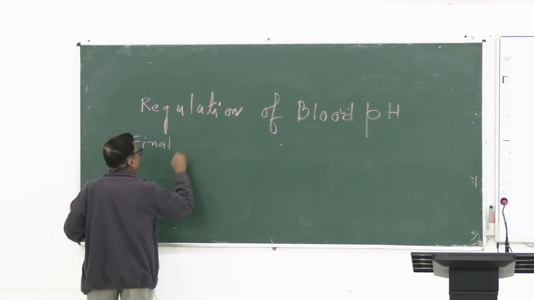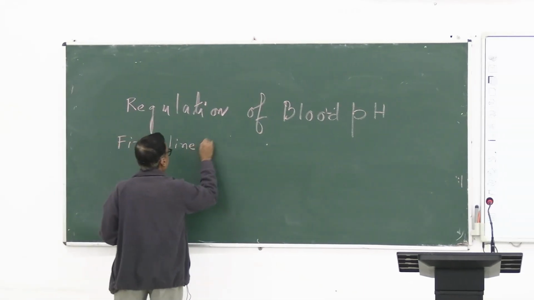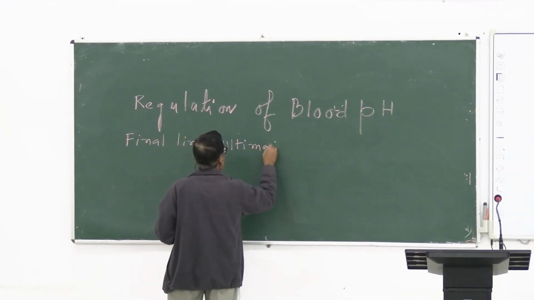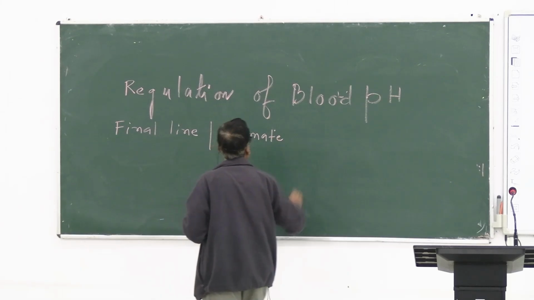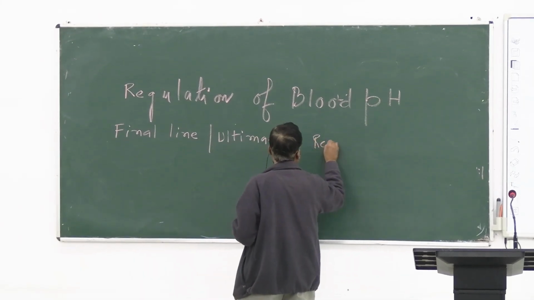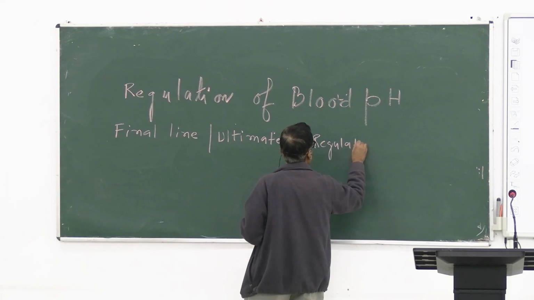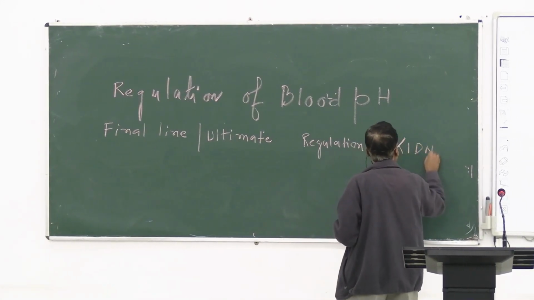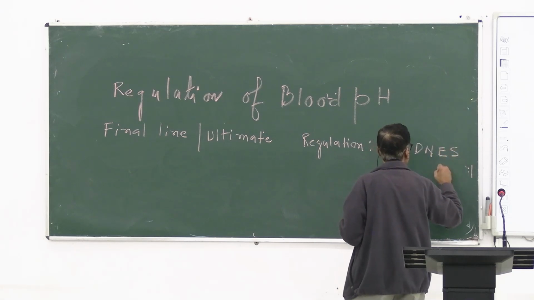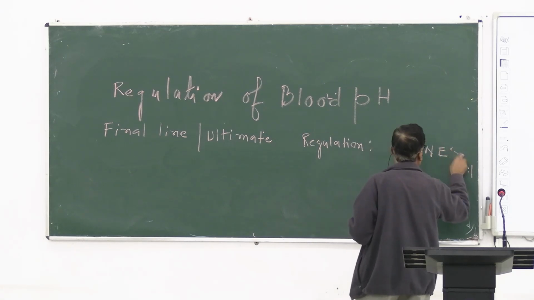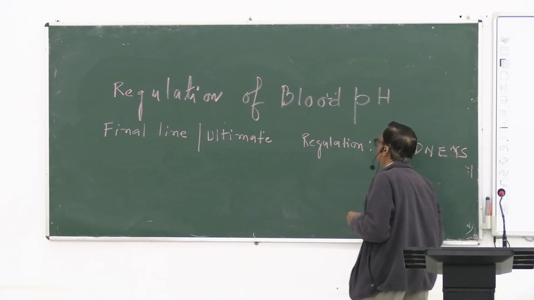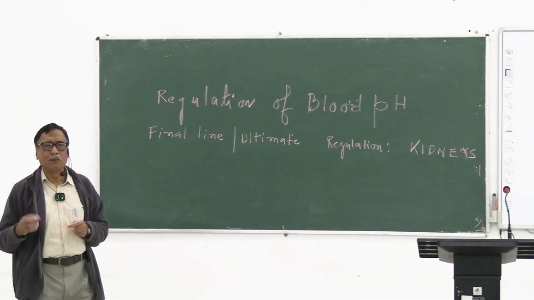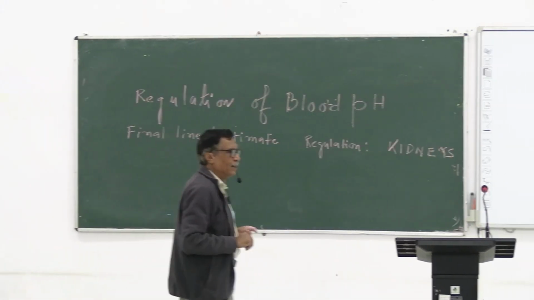Final defense, final line or ultimate regulation হচ্ছে by kidneys. Kidneys are a very important organ to maintain acid base disturbance. Very important organ to maintain acid base disturbance. Any failure of the kidney will alter the acid base balance.